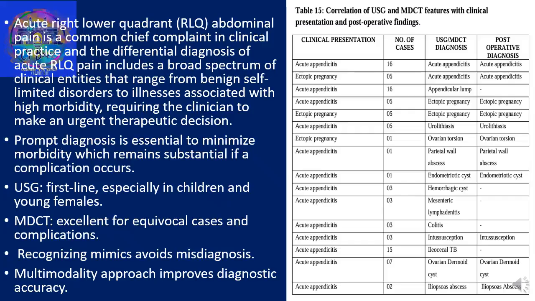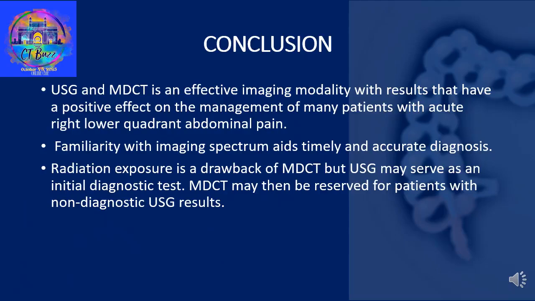Ultrasound is the first-line imaging, especially in children and young females. CT imaging is excellent for equivocal cases and complications. Recognizing mimics avoids misdiagnosis. A multimodality approach improves diagnostic accuracy. Coming to the conclusion, ultrasound and CT is an effective imaging modality with results that have a positive effect on the management of many patients with acute right lower quadrant abdominal pain.